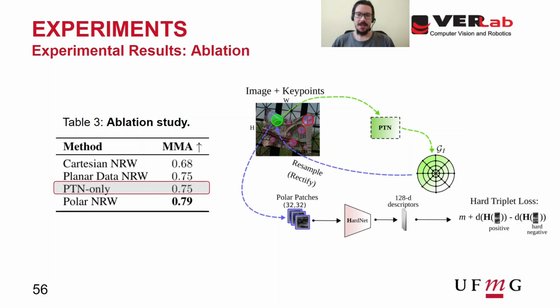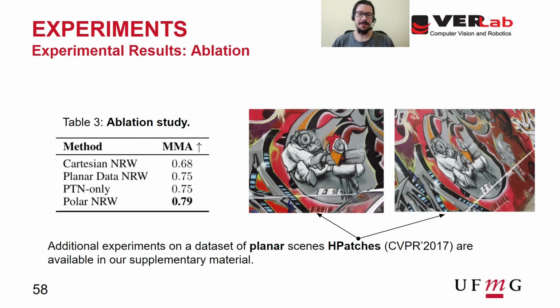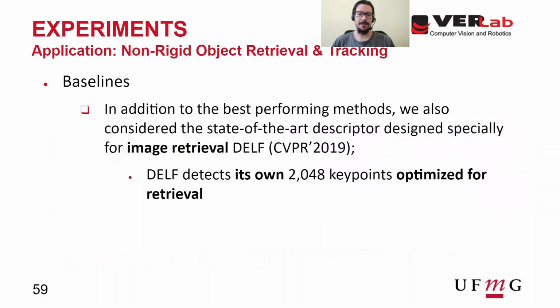This indicates that our proposed non-rigid training dataset can be used to improve existing methods like log-polar. Finally, the full network achieves the best results when training the entire deformation-aware network with the proposed dataset of synthetic objects, meaning that our non-rigid warper can further increase the descriptor's robustness to deformations. Additional experiments on a dataset of planar scenes, HPatches, are available in our supplementary material.